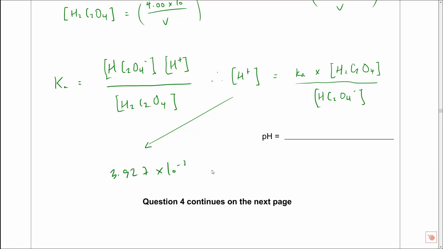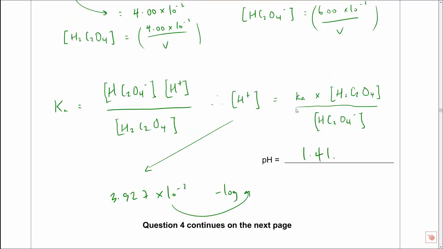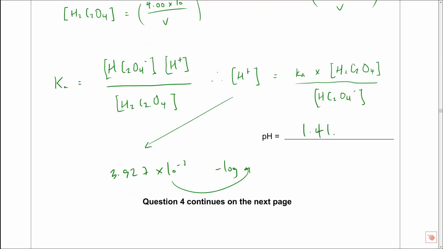Finally, your minus log gives you the pH. To two decimal places, as always, that's 1.41 for your pH there. Don't be surprised that it's a low pH. It's just what it is. If you're unsure, work it through again, but don't be worried if pHs sometimes appear low.